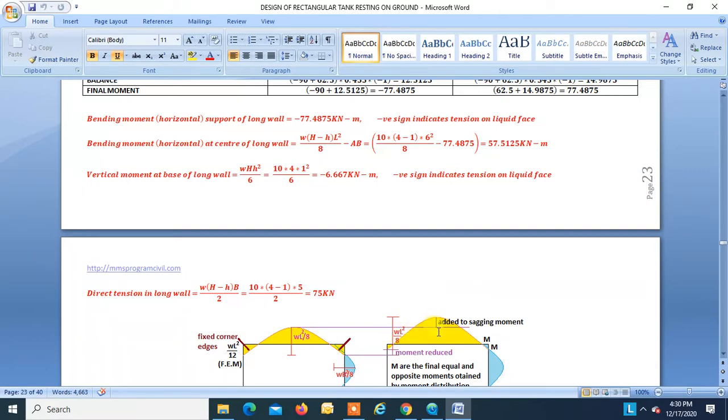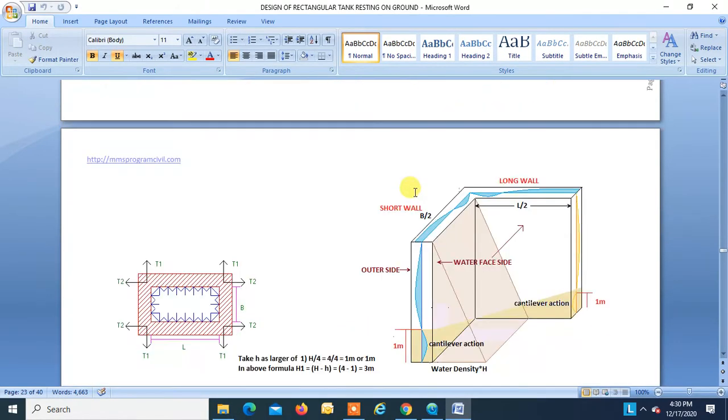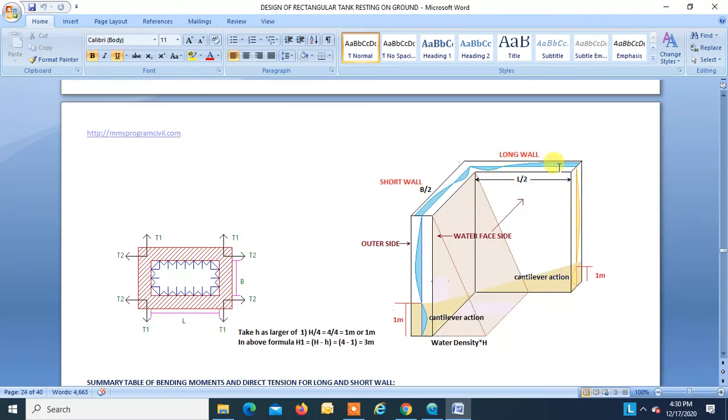So to find the sagging moment, we take WL square by 8 minus this moment, which is equal to 57.125. This is your sagging moment, positive. Positive means tension will be on the outer side. We are looking at the horizontal moment, so a sagging moment means the tension will be on the outer face.